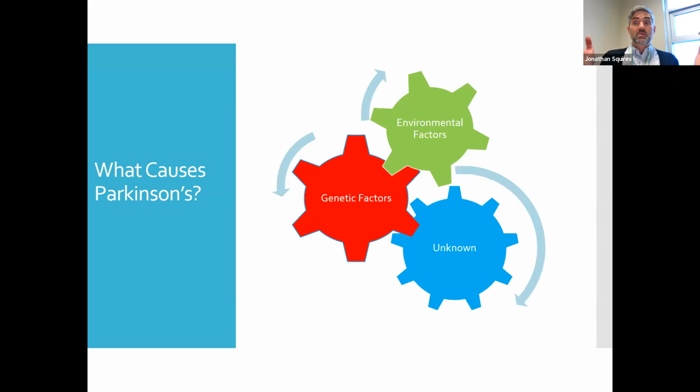Like most things that we don't understand, we kind of assume that there's some combination of genetic factors, either causative or predisposing to Parkinson's disease, with certain environmental exposures that maybe occur at certain critical times. And the combination of all of this comes together to cause Parkinson's disease.